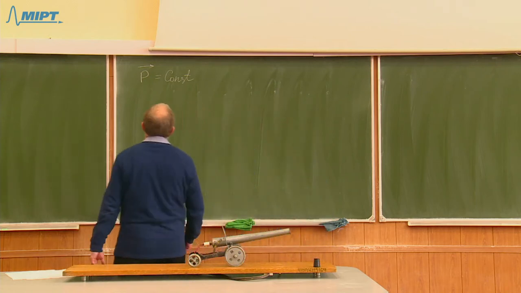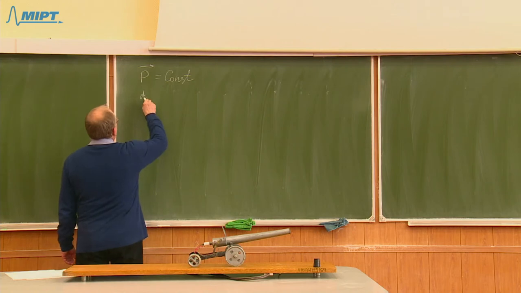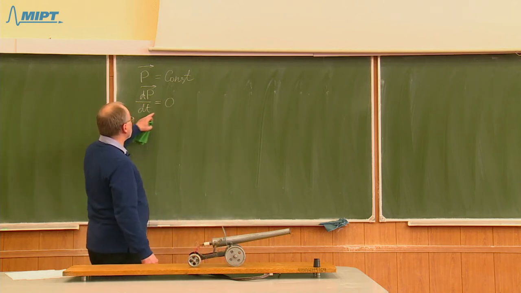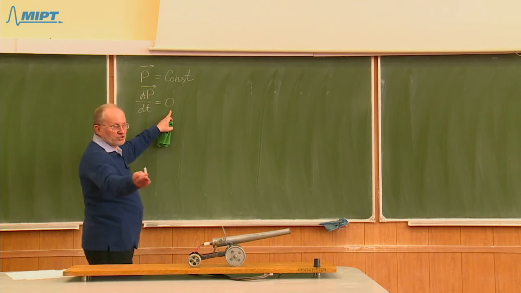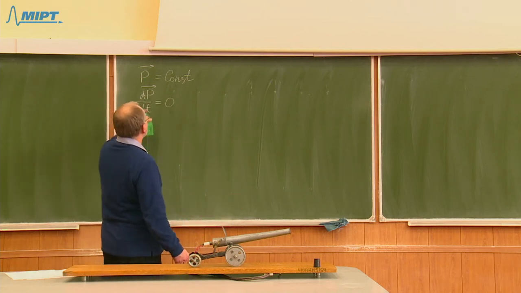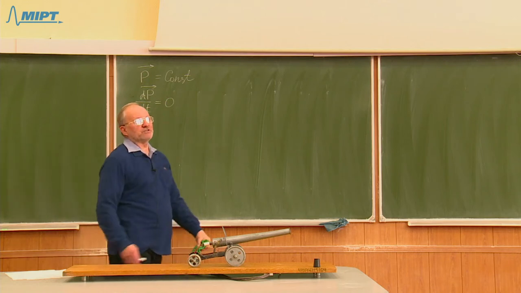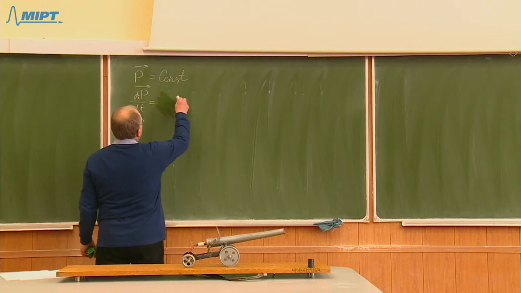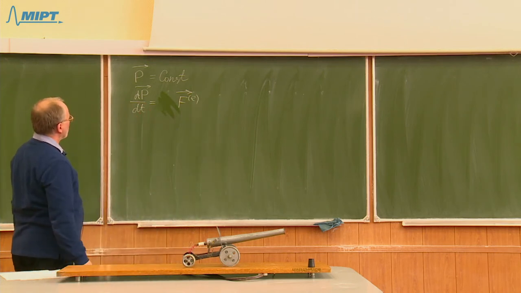In order to consider the motion of a rocket, we have to remember that if total momentum is constant, it means that the derivative of momentum with respect to time is zero. Actually, this is correct when only internal forces act on the system of bodies, like on the cannon with the projectile in it. Only internal forces act. So in this case, the total momentum is constant, and the rate of change of momentum is zero. But if there are external forces acting, then the total change in momentum will be equal to the net vector of external forces acting on the system of bodies, acting on the rocket, for example.